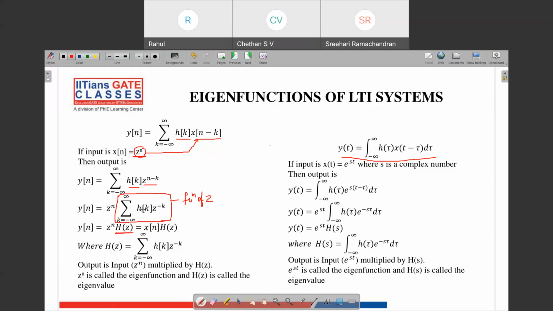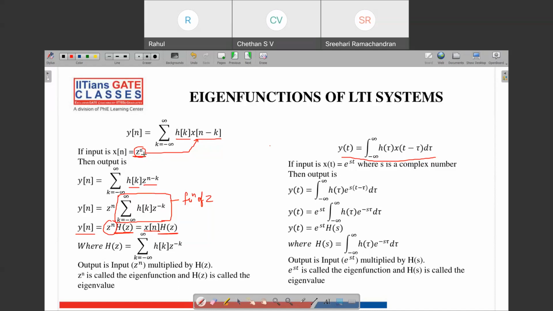And later on we will see that this h of z is actually the z transform of h of k. So if you see this output y of n, this is the same as the input multiplied by h of z, which is independent of time. You can think of this as some kind of constant which is independent of time. So the output is the input multiplied by some constant. Whenever you have an input which gives the output in such a way that the output is the input multiplied by some constant which is independent of time, those kinds of functions we call an eigenfunction.